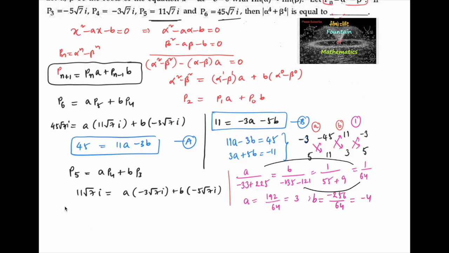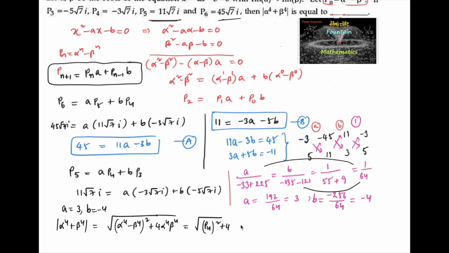So we got A value as 3 and B value as negative 4, and we need to find the modulus of alpha power 4 plus beta power 4. We can also write it as (alpha power 4 minus beta power 4) whole square plus 4 times alpha power 4 into beta power 4. So alpha power 4 minus beta power 4 is nothing but P4, so this is P4 whole square plus 4 times (alpha beta) whole power 4.